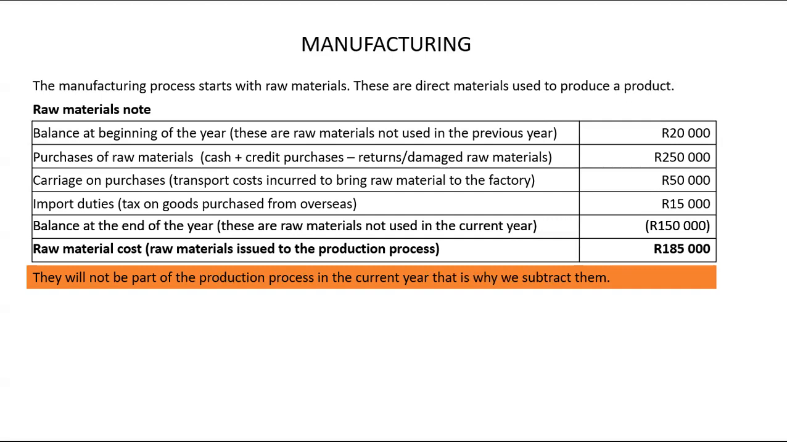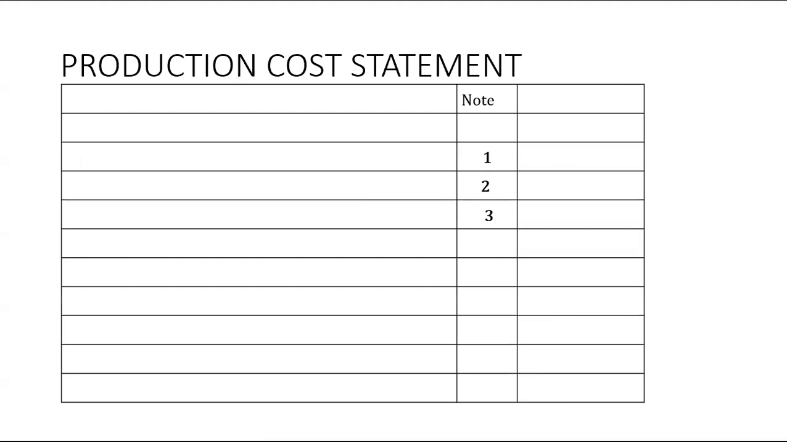Okay. This amount here, we're going to take it to the production cost statement. We're going to put it there as our direct material cost. So this is material that we issue to production. So this is part of production now. But we won't be able to convert raw materials on its own. What do we need? We need direct labor.